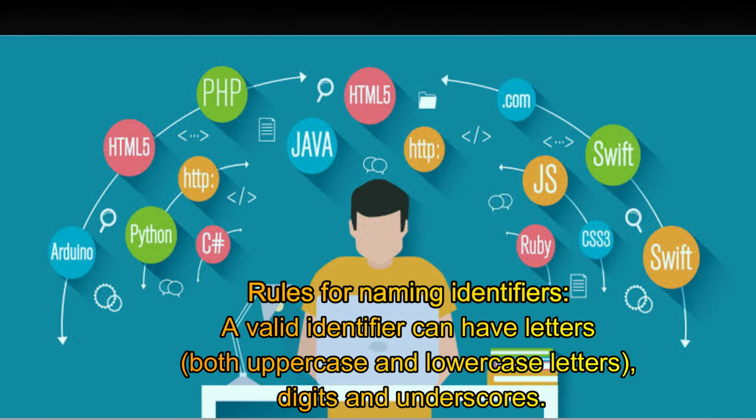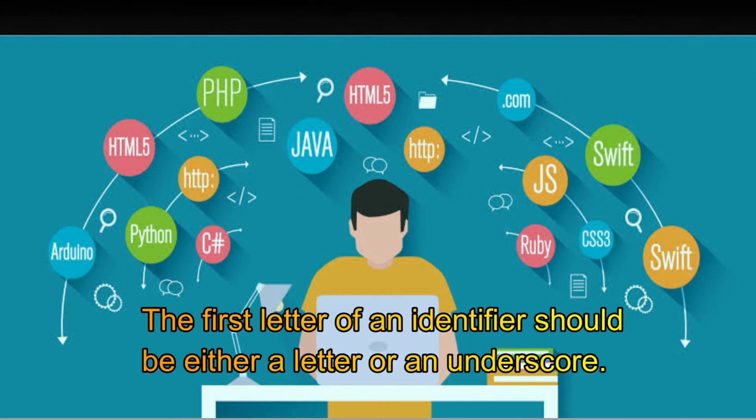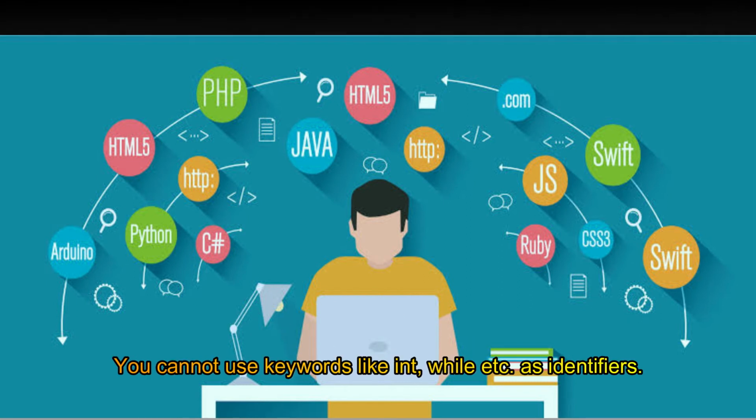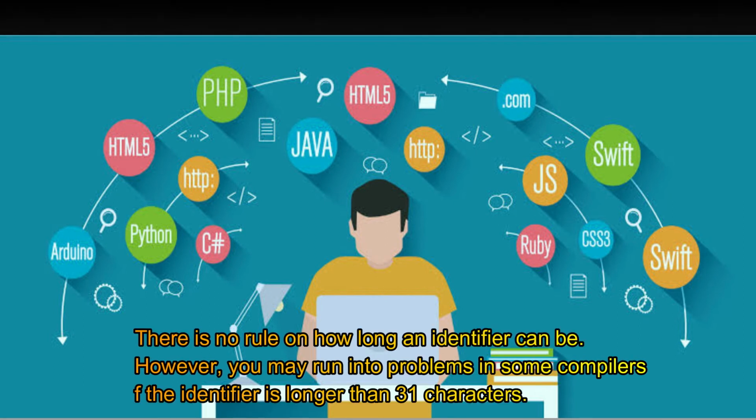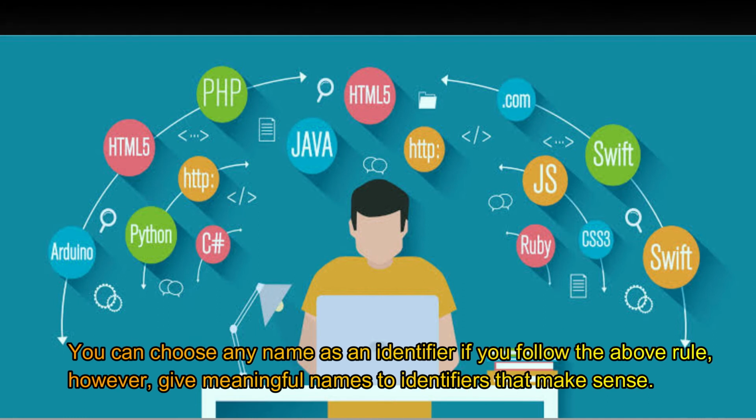Rules for naming identifiers. A valid identifier can have letters, both uppercase and lowercase letters, digits, and underscores. The first letter of an identifier should be either a letter or an underscore. You cannot use keywords like int, while, etc. as identifiers. There is no rule on how long an identifier can be. However, you may run into problems in some compilers if the identifier is longer than 31 characters. You can choose any name as an identifier if you follow the above rules. However, give meaningful names to identifiers that make sense.